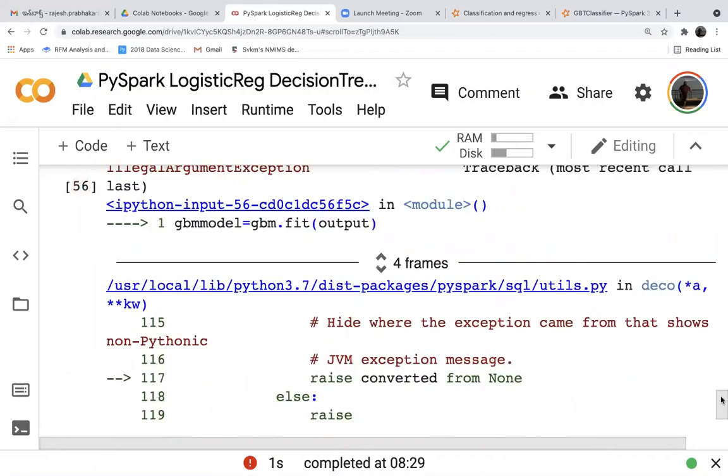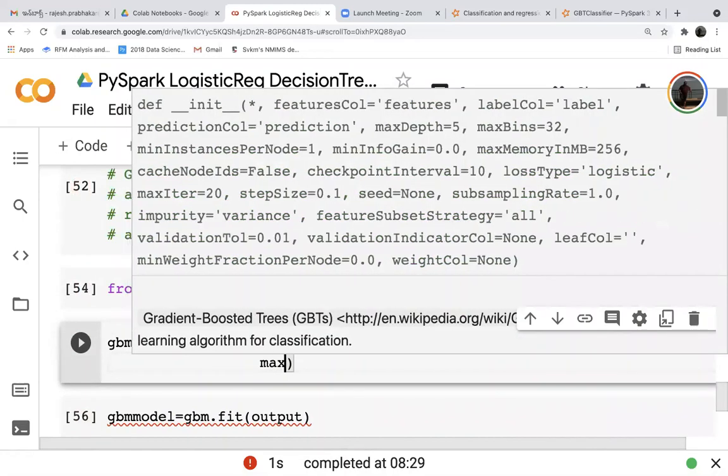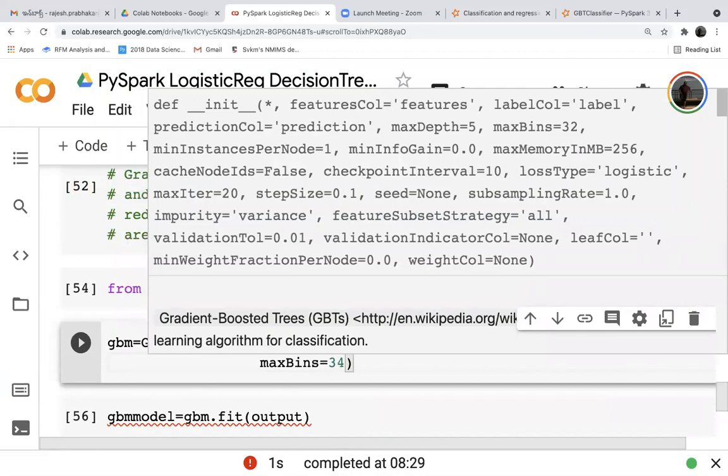We have to change the max bins again from max bins is equal to 34.